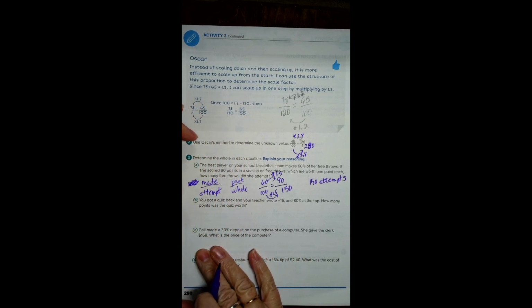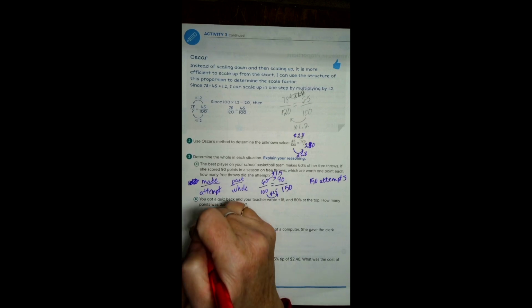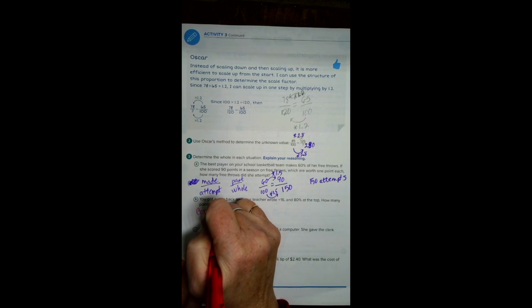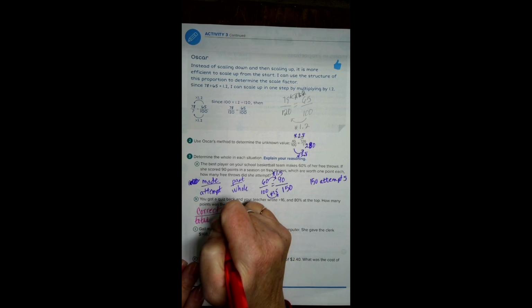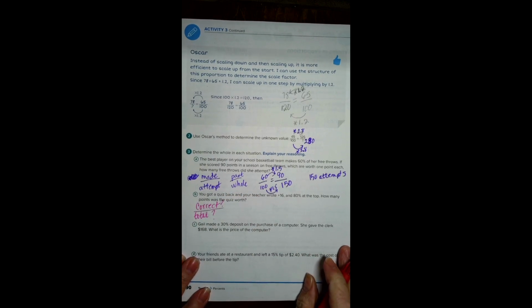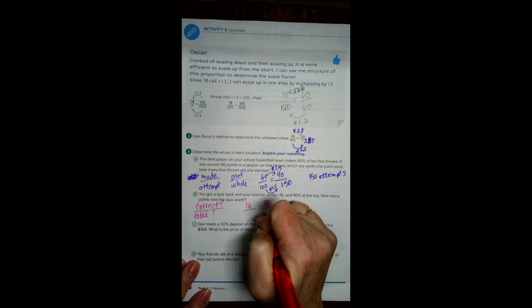Okay, you got a quiz back and your teacher wrote plus 16 on the top and 80%. She wrote both on the top. And you are going to figure out how many points the quiz was worth. So it was the amount correct over the total number of questions. So correct questions over total questions. You know you got 16 out of some amount, and you know that was 80% over the 100.